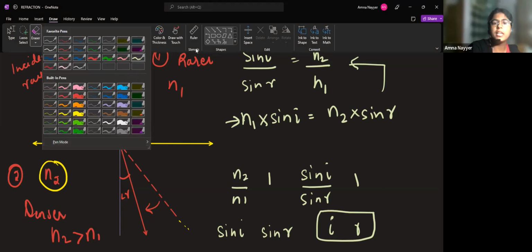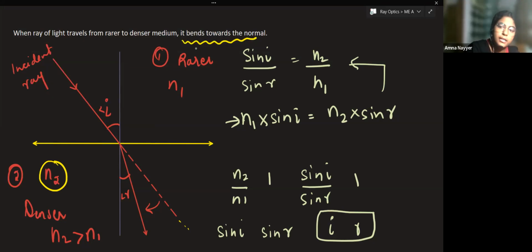See here. Now N1 into sin I is equal to N2 into sin R. That will remain the same. But N2 is now greater than N1 because your rarer medium and denser medium have exchanged, right? So N2 by N1 will be greater than 1. Agreed? N2 by N1 is now greater than 1. And N2 by N1 is what? Sin I by sin R. So this whole term is greater than 1. It means sin I is greater than sin R. Angle of incidence is greater than angle of refraction. Can you see this is the angle of incidence and this is the narrower angle of refraction.